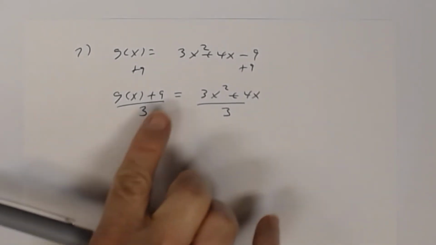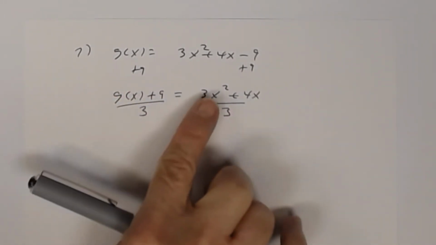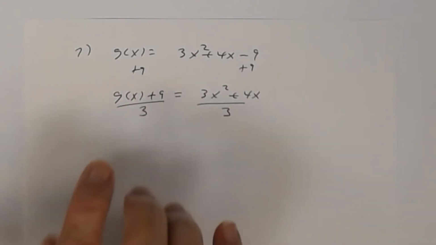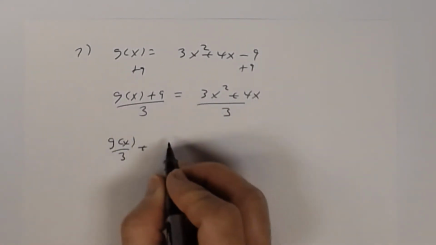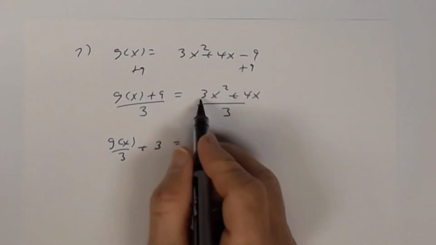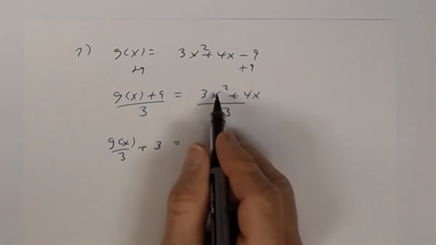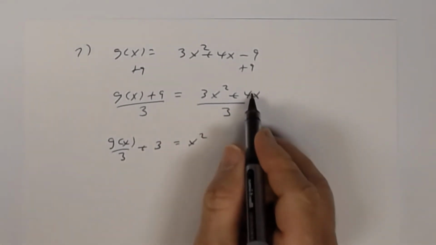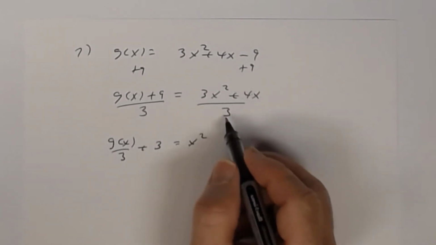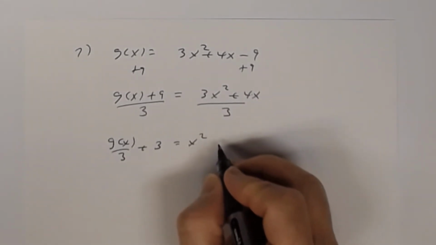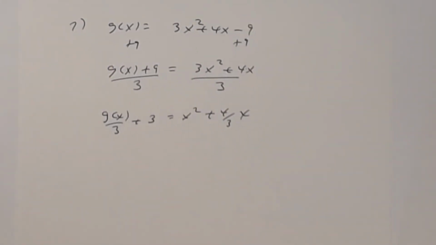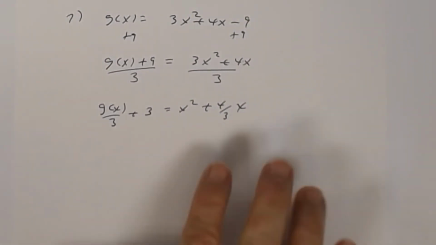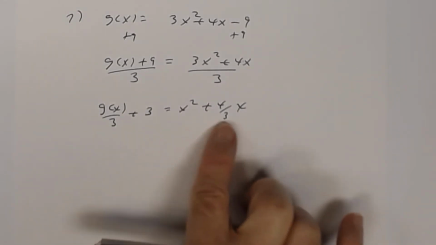All right, and then let's write this as separate fractions. So I get g of x divided by 3 plus 9 divided by 3 is 3 equal 3x squared divided by 3 is just x squared. And then over here, though, be careful. So this is now plus 4/3 x, right? All right, now, okay, so now we're going to complete the square on the x terms.